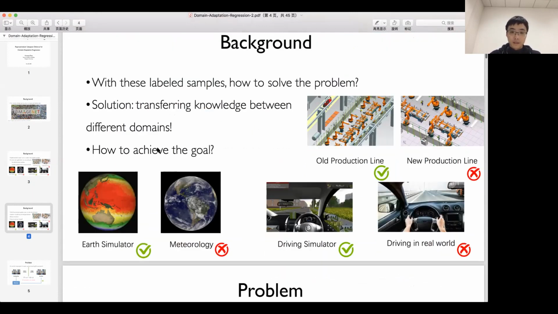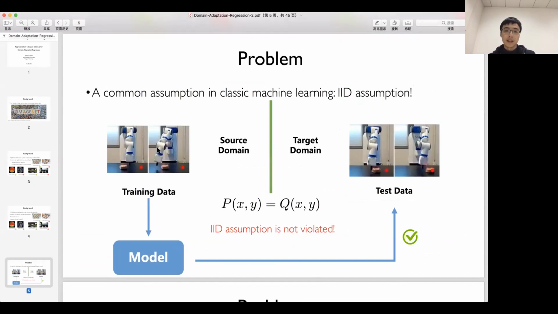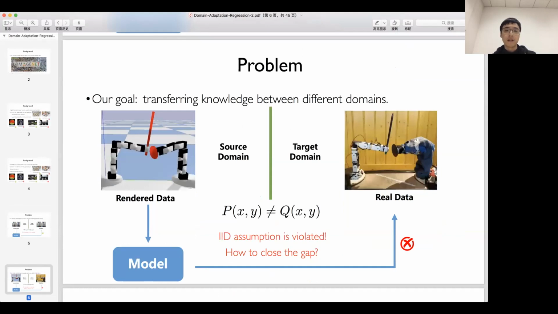We all know that in classic machine learning, the IID assumption is very important. It means that the distribution of test data should be the same as the distribution of training data. But our goal is to transfer knowledge across different domains. It means that maybe our source domain is a synthetic domain, but the data from the target domain is real data. They may have different distributions. So the IID assumption is violated. So how to close the gap?